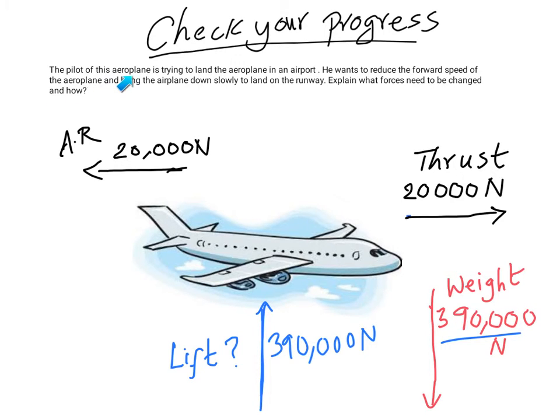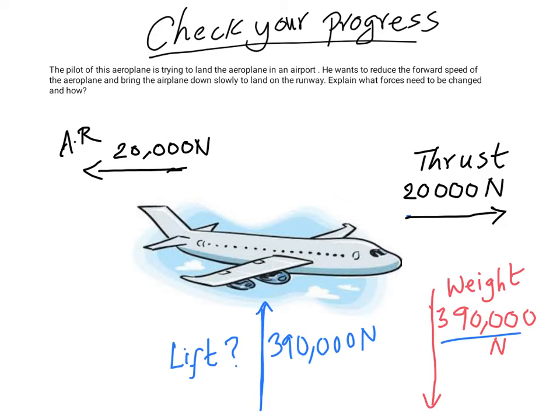Now consider this question. The pilot of this airplane wants to land it. So how should the forces change? Now he has to slow down the airplane first. He can't land the airplane at the same speed as it's flying. So in order to slow down, what forces need to be changed? If you want, pause the video now, think of an answer and check your answer in a minute when you're ready.